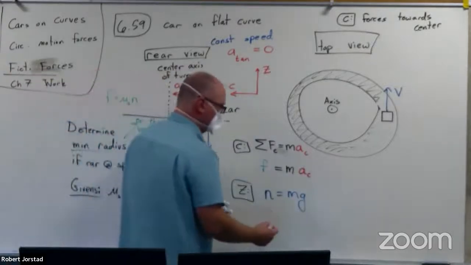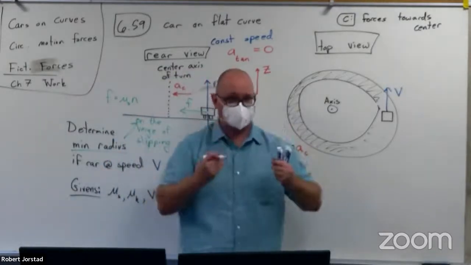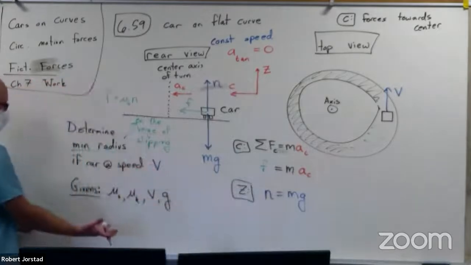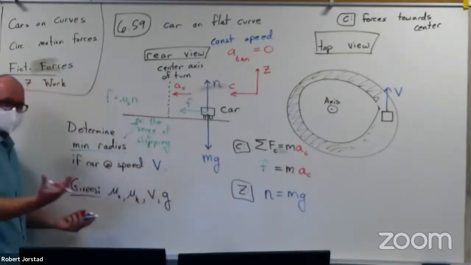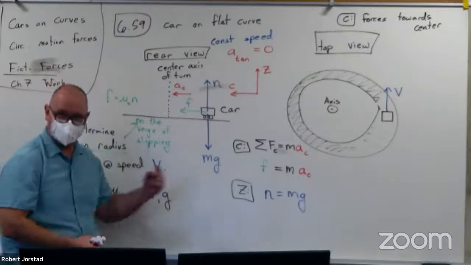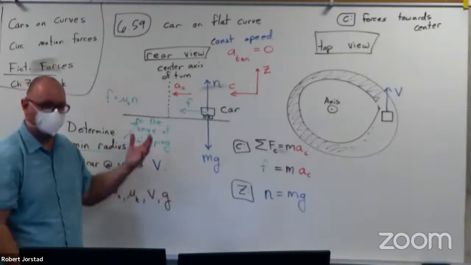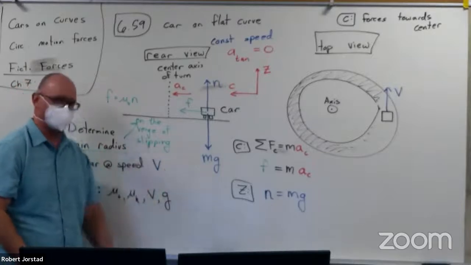V squared over R. Why would you use V squared over R instead of R omega squared for this problem? Because the given was V. You know what I'm saying? So if the problem is asking about V or it gives you V, use V squared over R. If it's asking about omega or period, I would use R omega squared.